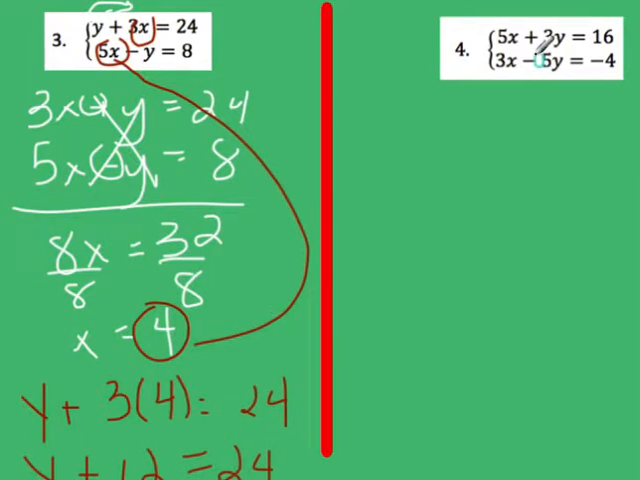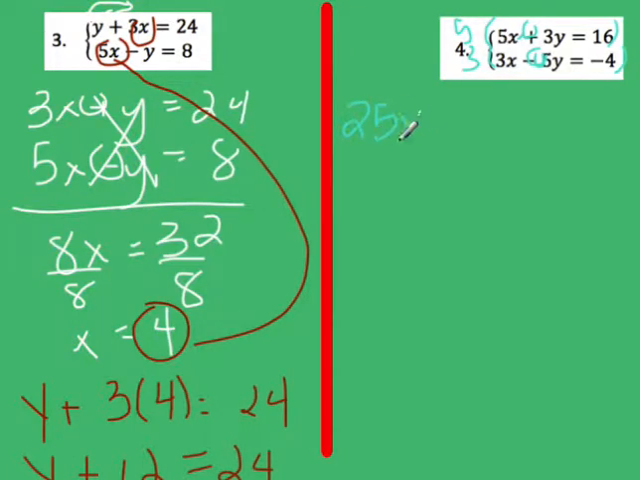I see that my y's already have opposite signs. Now I need to make them have the same number on the outside. Well, what's the smallest number 3 and 5 multiply to? That's going to be 15. So I'm going to take this top equation and multiply it by 5, take this bottom equation and multiply it by 3. So now I'm going to go ahead and distribute that in.